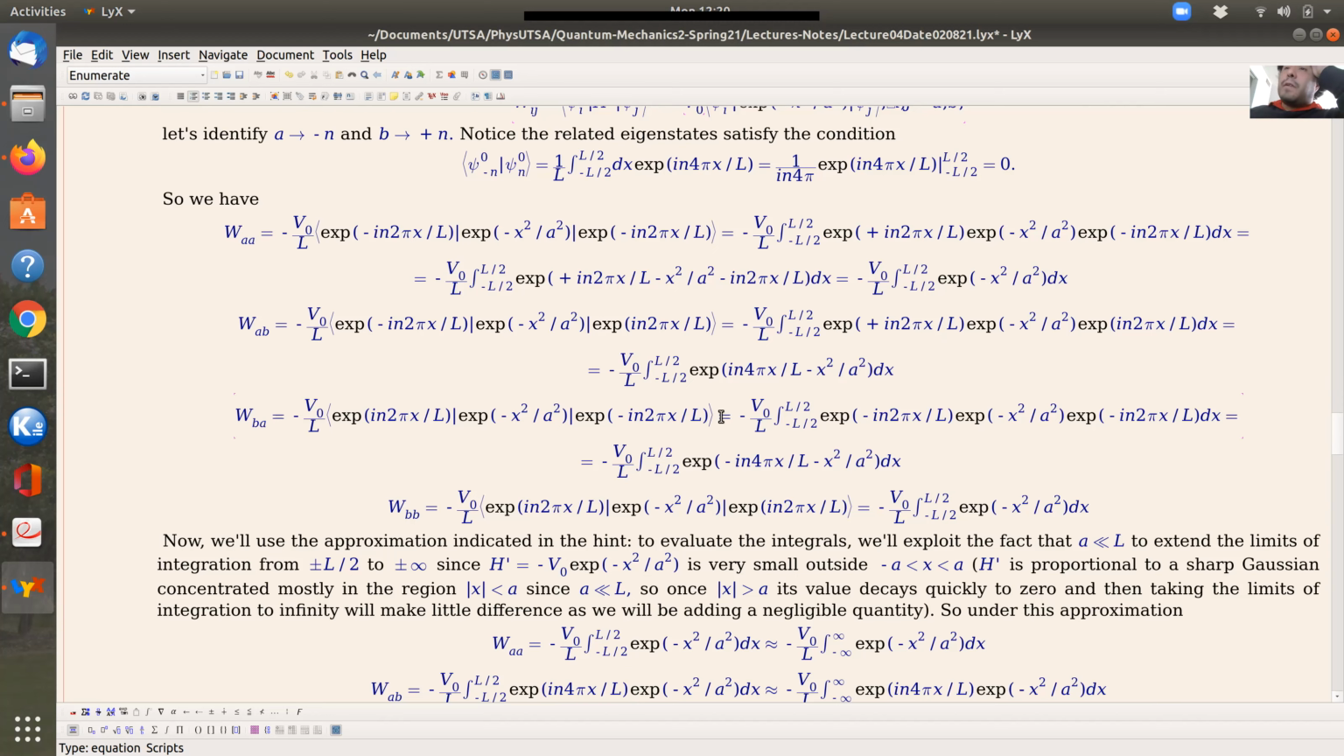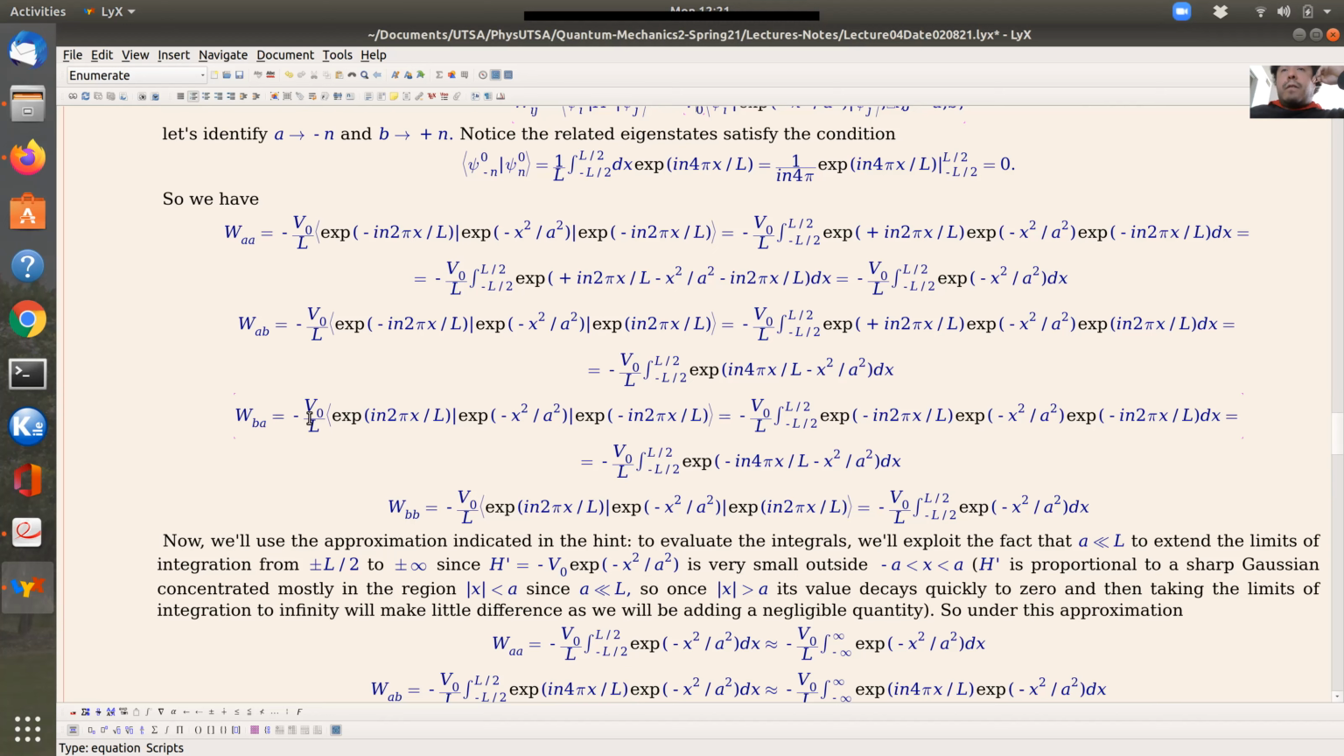So now you have an exponential, which is made of basically a real part and an imaginary part in its argument. That's why you have doubly this, i n pi x over L, and then minus x squared over a squared. I'm using properties of the exponential. And again, the domain of integration is the bounded one.